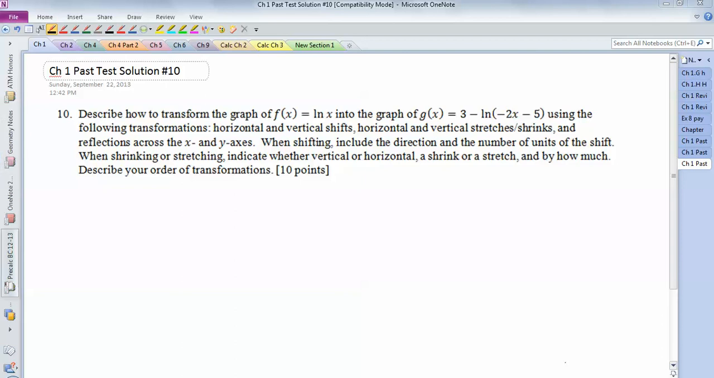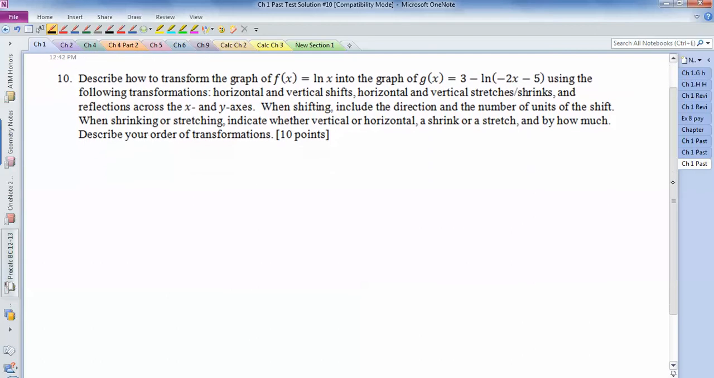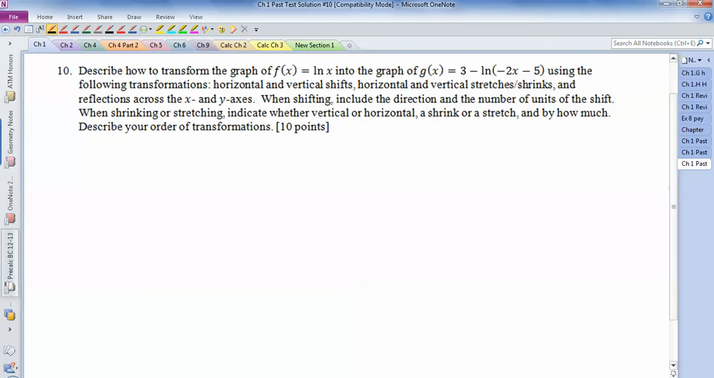Okay, so here we're looking at number 10 from a past chapter 1 test. In this one, it's a transformation problem where you're turning one given equation into some other equation, and you have to say how to do it using the transformations. So we'll set it up the way that we've been doing all our transformation problems.